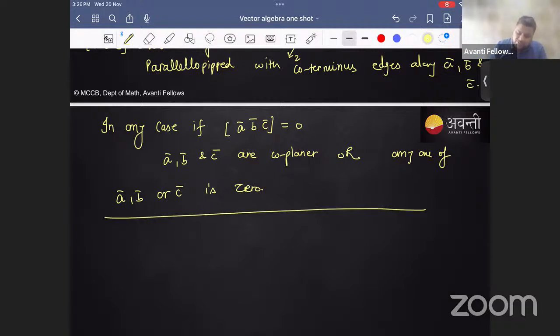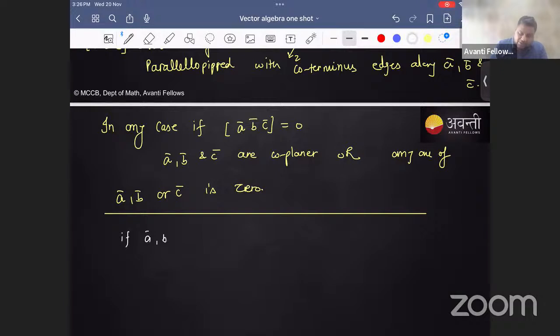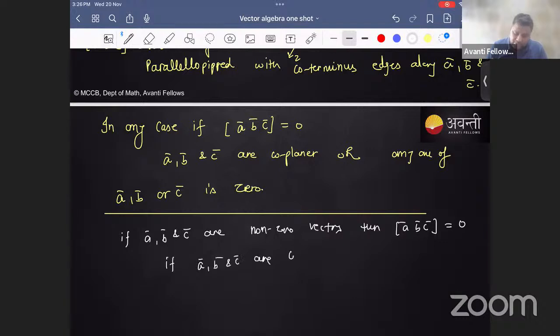The vice versa is also true. If A, B, C are non-zero vectors, then box ABC will be 0 if A, B, and C are coplanar.